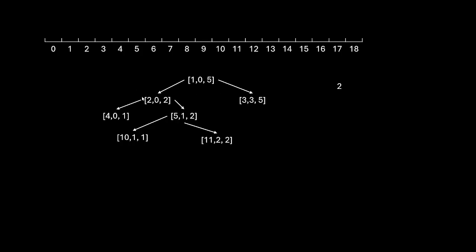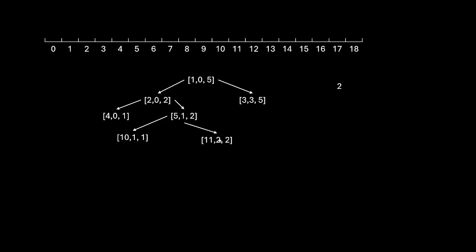Now here, for 2, the left child is 4, since 2 into 2 is 4, and 2 into 2 plus 1 is 5. Similarly, 5 into 2 is 10 and 5 into 2 plus 1 is 11. These are the left subtree index and the right subtree index. Now notice this won't overlap at all, so we don't have to explore it. But this is what I call a total overlap. 2 and 2 is the exact range that I was talking about. It overlaps with 2.